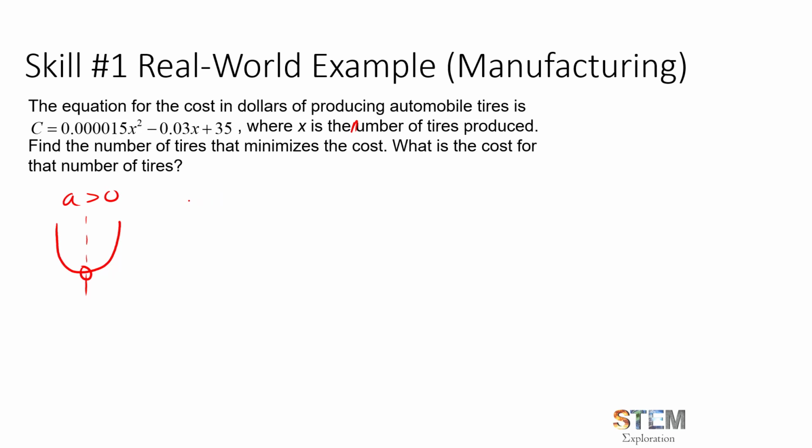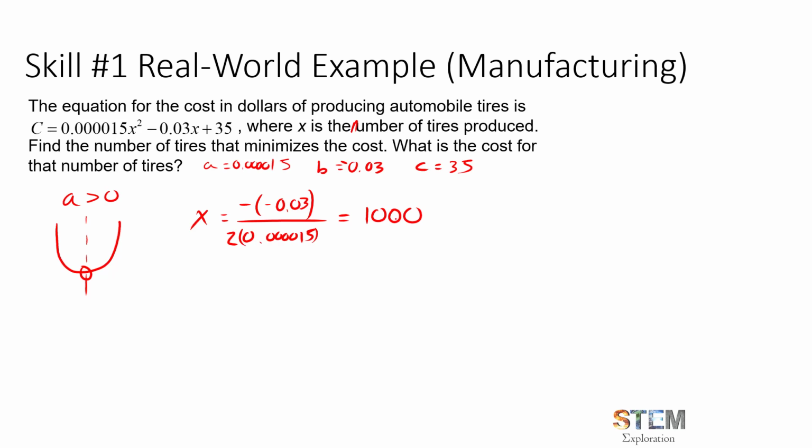And so let's do this again where we set x is equal to, well, we've got to figure out our a, b, and c terms. So a is equal to 0.000015, b is equal to negative 0.03, and c is equal to 35. So our axis of symmetry is that x equals negative 0.03 all over 0.000015, and we need to multiply that number by 2. And so what we'll quickly find is that x is equal to 1,000. And so this is the number of tires produced that minimizes cost.